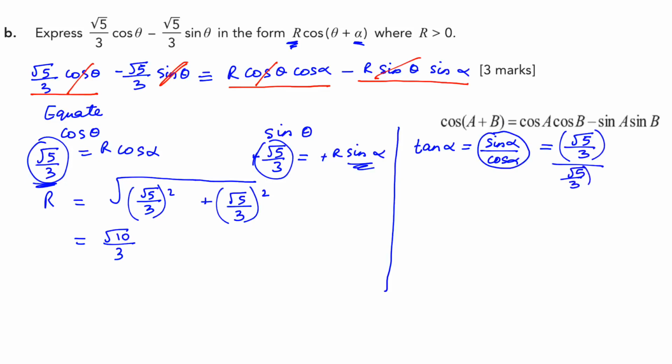When you put this in the calculator, you will get 1. Therefore, 10 alpha is equal to 1. Alpha is going to be 10 inverse alpha, inverse 1, which is 45. You have also found your alpha.